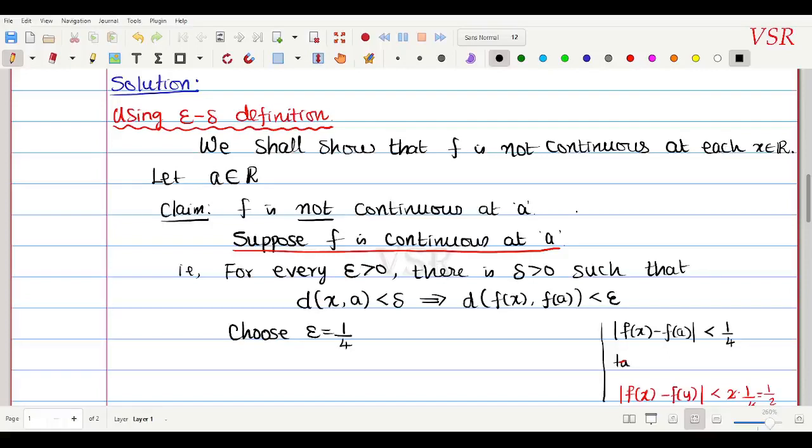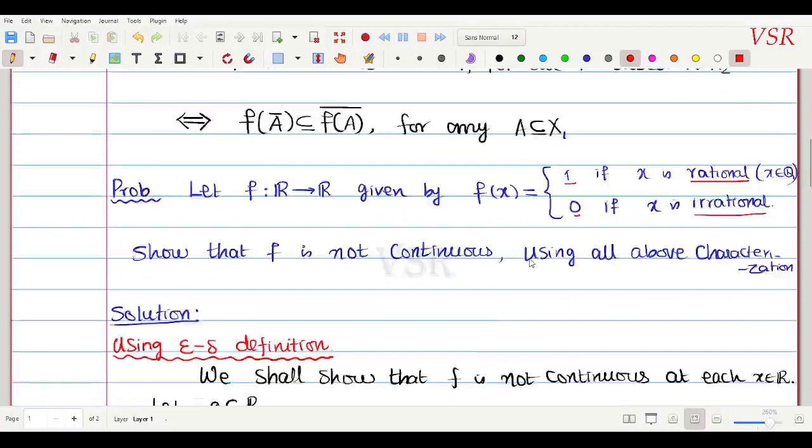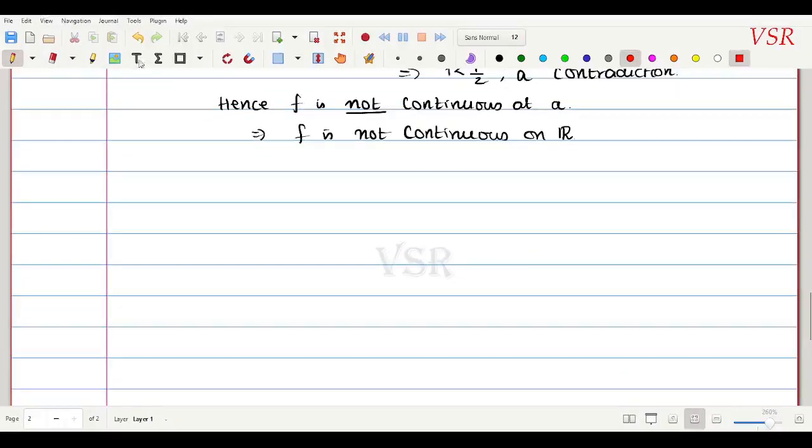Okay, now we shall go to the second characterization. Very easy. What is the second characterization? I am going to talk about convergence, whenever x converges to a. Shall we write it and prove it? So using the convergence technique. Okay, now what am I going to prove? I have to prove that f is not continuous at a.